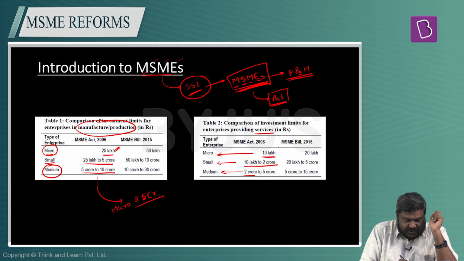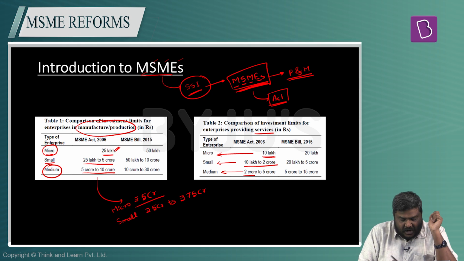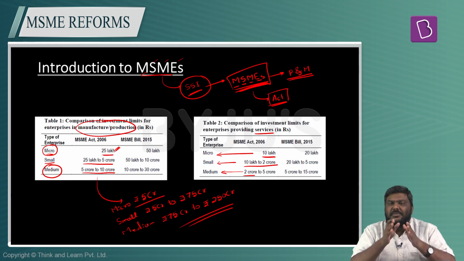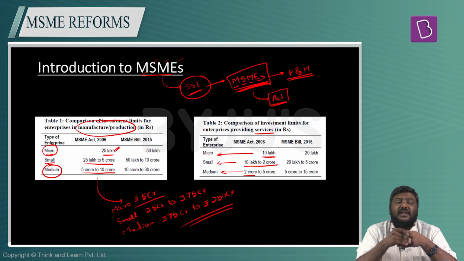And in case of a small enterprise, the revenues will be from 5 crore rupees to 75 crore rupees. And in case of a medium enterprise, it will be more than 75 crore to 250 crore rupees. So this is the proposal which has been given by the Government of India to change the definition of the MSME sector.